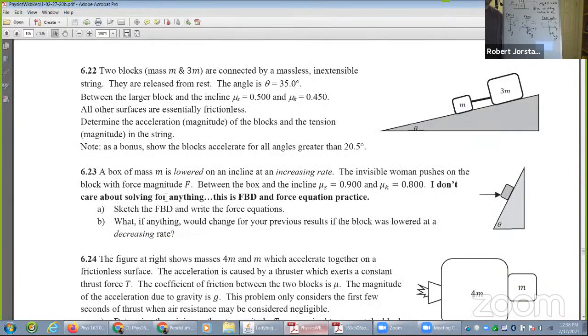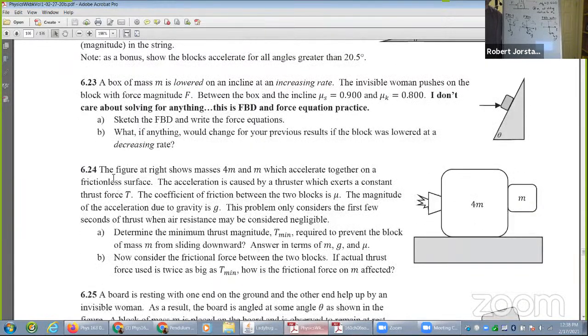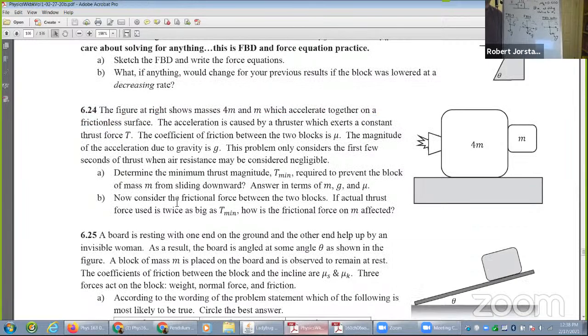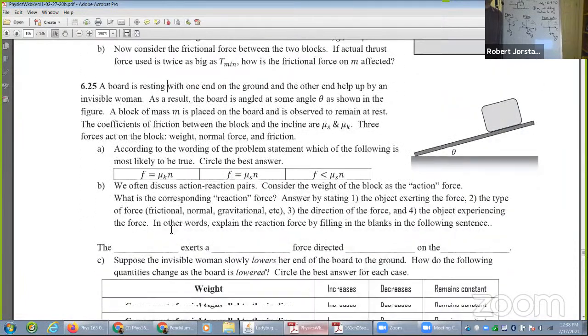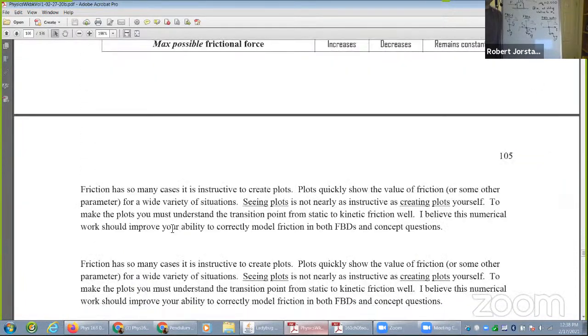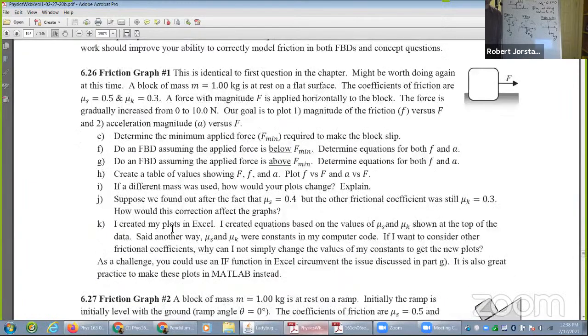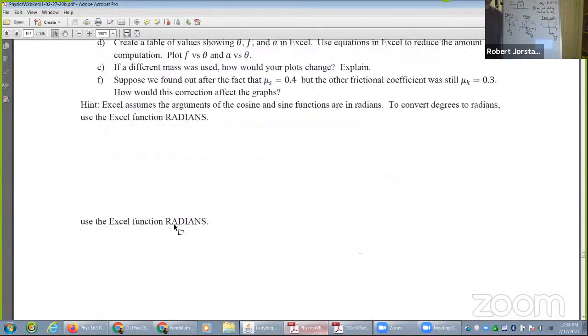All of these are pretty good here. This 6.24 is a good one. You might take a screenshot right now in case your wording has changed, some of the old books. 6.25 is a good concept question. So these are all referenced already, and this shows you how to make the graphs. We could talk about that more later.